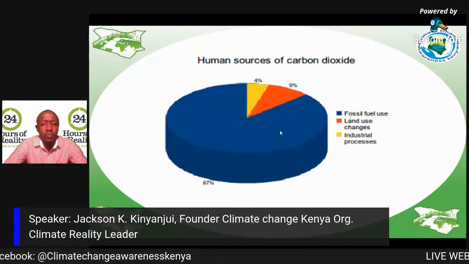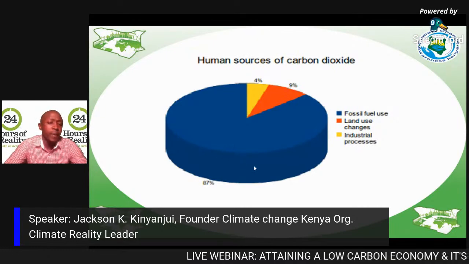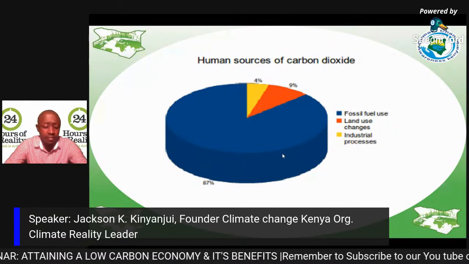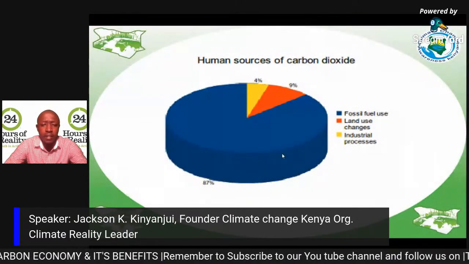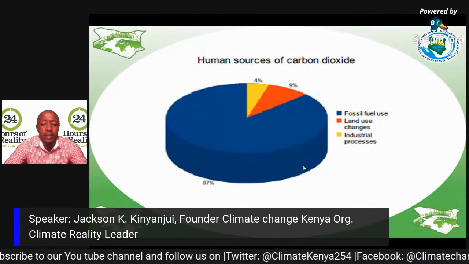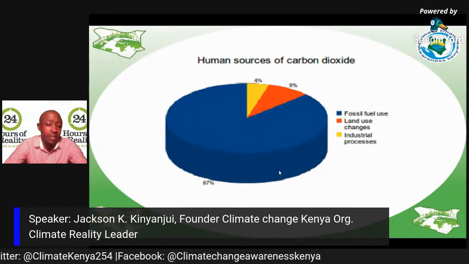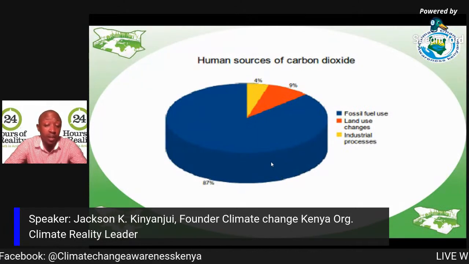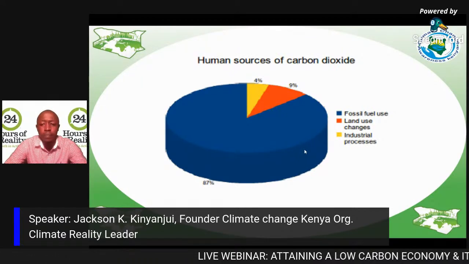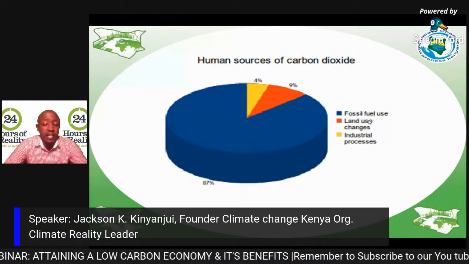Looking into the anthropogenic sources of carbon dioxide, that is the human sources of carbon dioxide, in front of you we have a pie chart. This pie chart divides the percentage of the carbon emissions from the anthropogenic side in three ways. Here we have fossil fuel taking up 80% of the anthropogenic sources of carbon. By fossil fuel, we talk about the fuel that moves our steam engines and the vehicles that we have. 9% is taken up by land use changes.